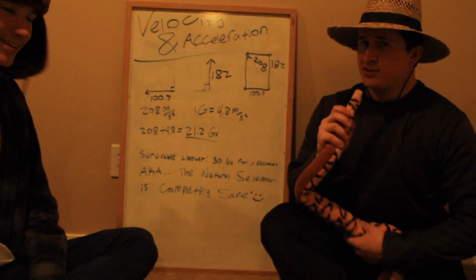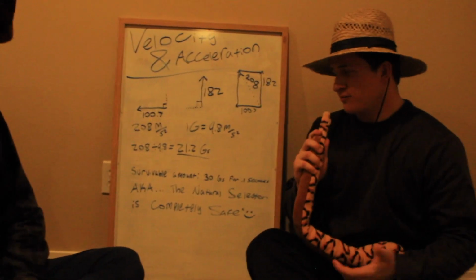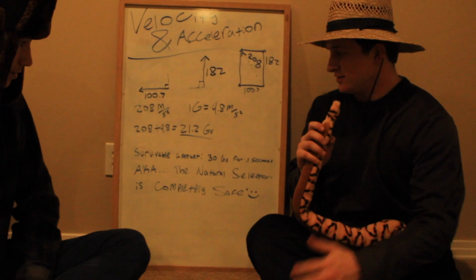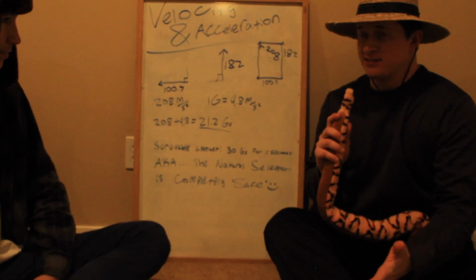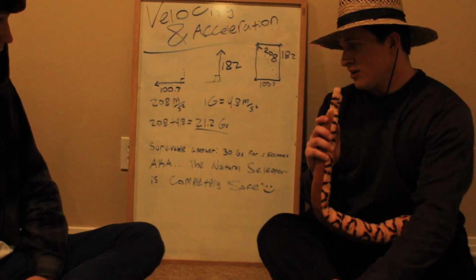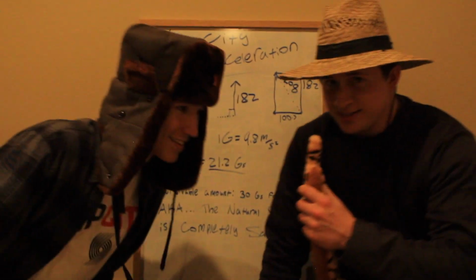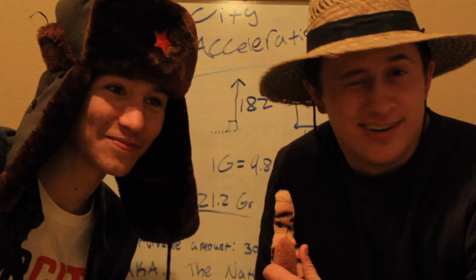Thank you, Mike. So in conclusion of what Mike just said, the survival amount is somewhere around 30 Gs for 0.1 seconds, so everybody, aka the Natural Selector, is completely survivable.